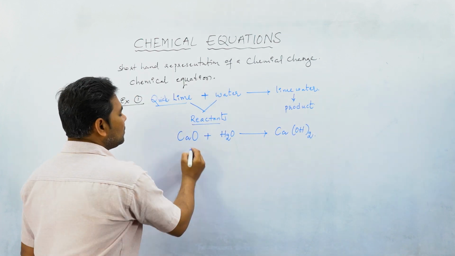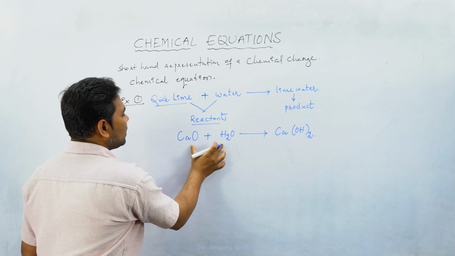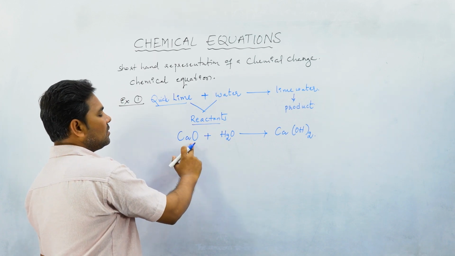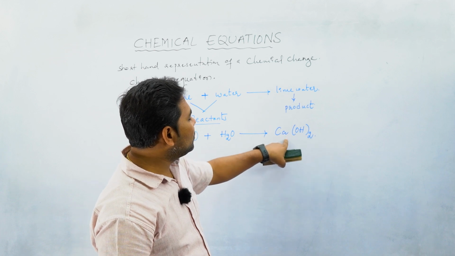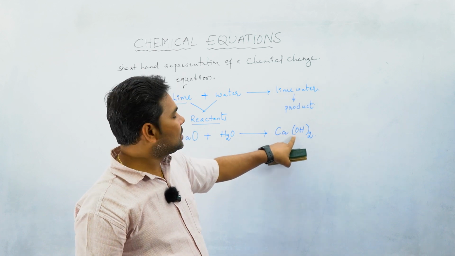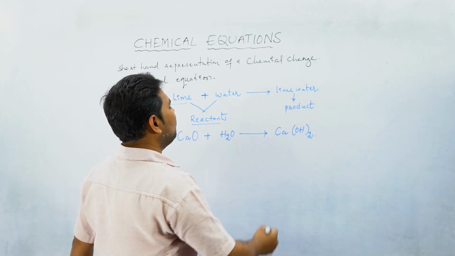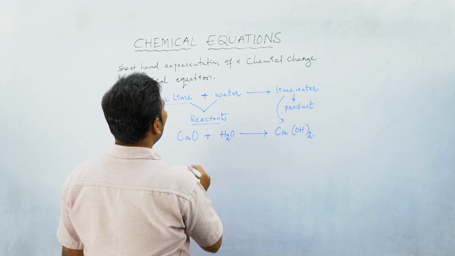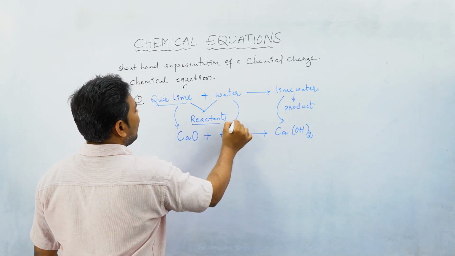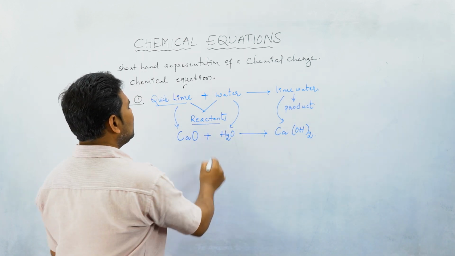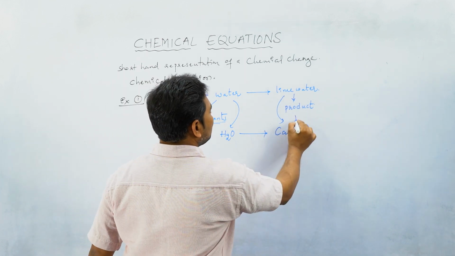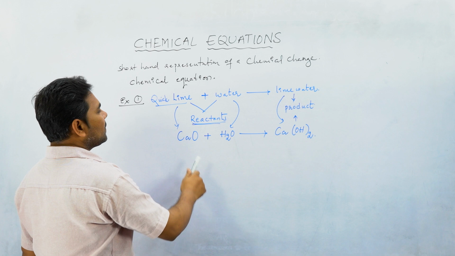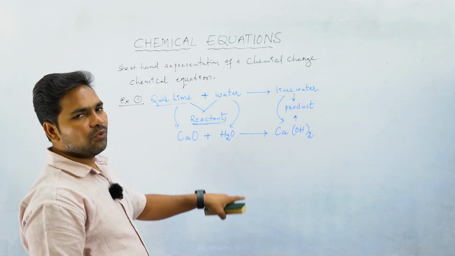You see here, these two are reactants, quicklime and water, calcium oxide and water, reacting with each other, producing a product called calcium hydroxide, which is called lime water. This is the lime water. This is the quicklime, and this is the formula of water. You see, these two are the reactants, and this is a product. Now this is a chemical equation.